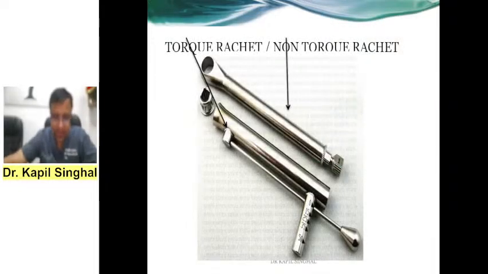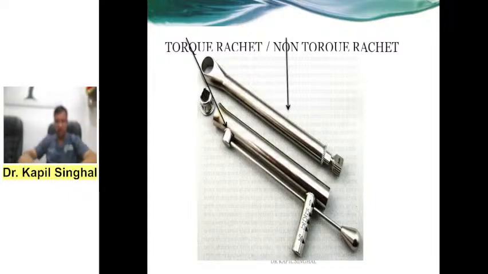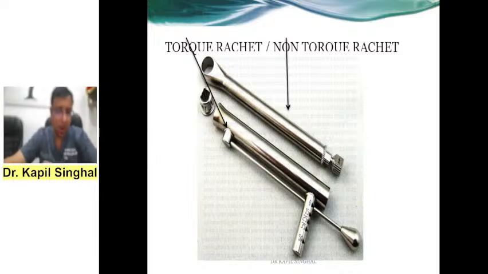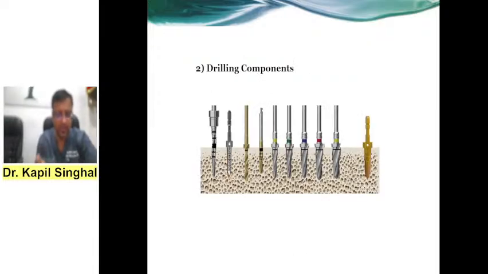The torque can also be checked with this type of instrument that is there in your surgical kit, known as a torque ratchet. So if you get this diagram in the exam and they ask what it is, it is a torque ratchet. It is used to check the torque of placement of your implant or the torque at which the component should be tightened over the implant. More torque during implant placement can lead to tension and fracture in the bone.